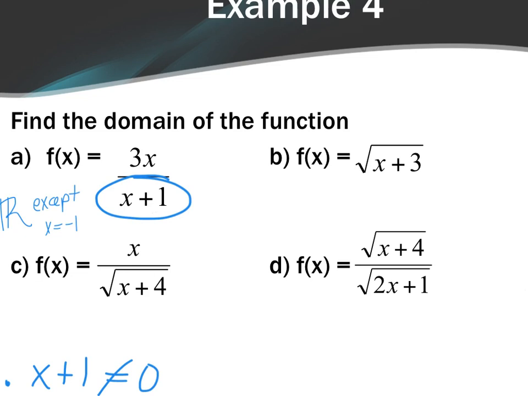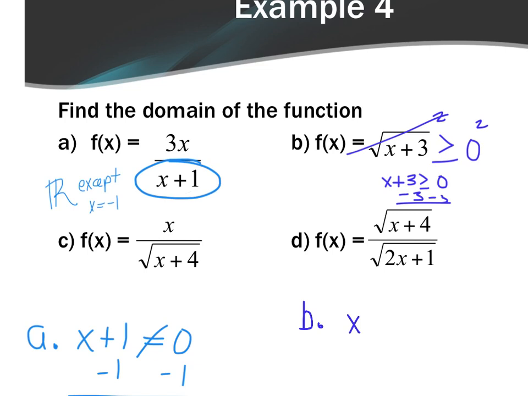It's a square root. Is it in the denominator? No. So I know that expression has to be greater than or equal to 0. It can be any positive number or 0. So if you're going to solve this, how do you get a square root to go away? Square both sides. So I have x plus 3 has to be greater than or equal to 0. Now what? Minus 3 from both sides. So in this case, for B, x has to be greater than or equal to what? Negative 3.